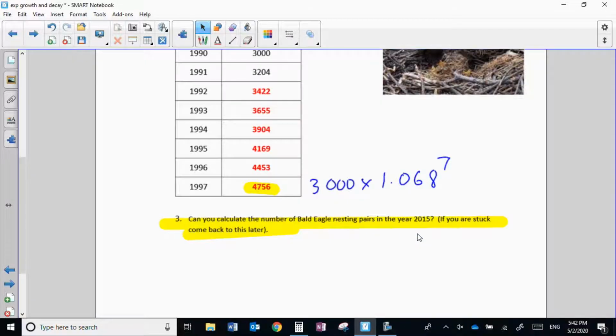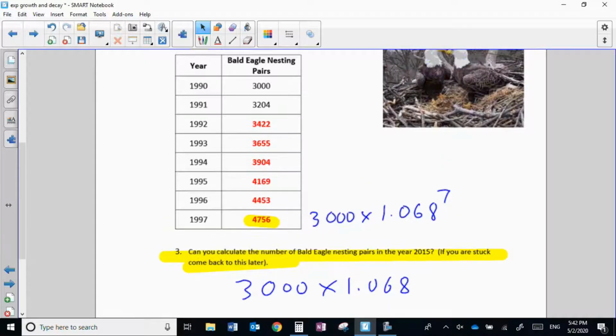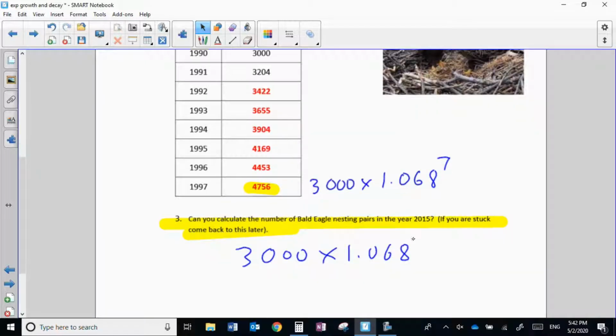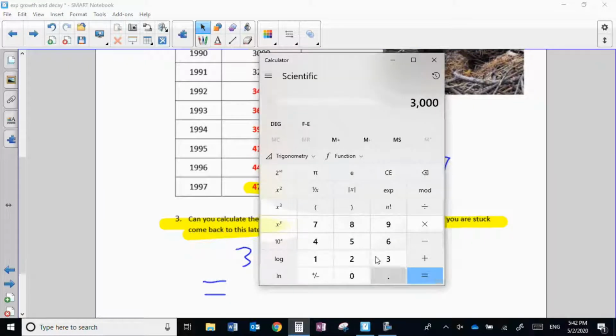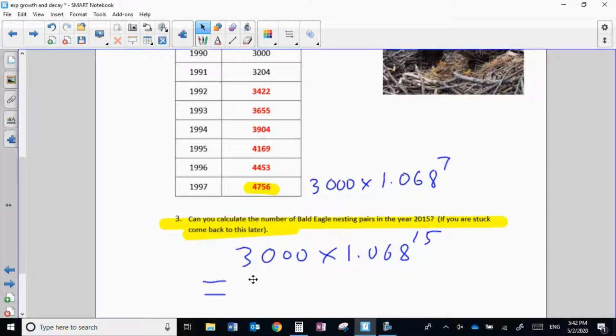So in 2015, if we wanted to know that answer, we could take the number 3,000 and multiply by 1.068. And of course, in 2015, that would now be 15 years. So I'm going to pull my calculator up and see what that number gives me. Okay, 3,000 times 1.068 to the power of 15. We'd expect to see about 8,048 as an estimate.